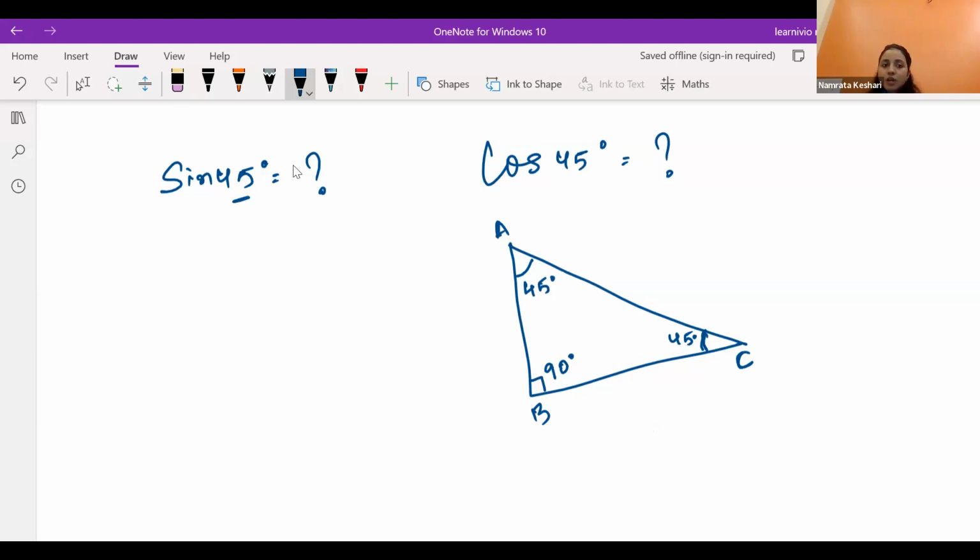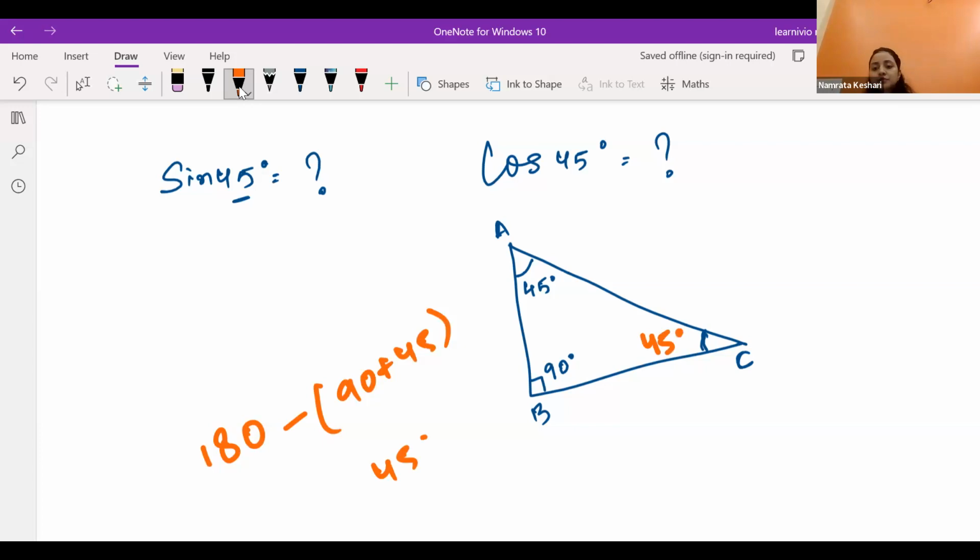What I'm trying to say, if it's not clear, then let me show you. You have made a right angle triangle, 90 degrees, of course you have to mention that over there. Now one of the angles you want to take as 45, then automatically the remaining angle will come out as 45 degrees. Check it, angle sum property: 180 minus (90 plus 45), it will be 45 only. So the remaining angle automatically came out as 45. Is it okay?